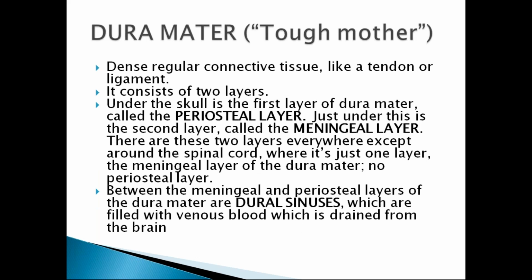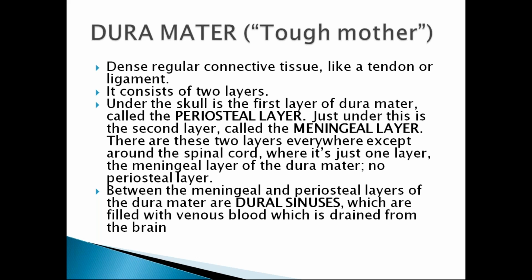Dura mater, what does that mean? It means tough mother. Dense, regular connective tissue like a tendon or ligament. It has 2 layers. Under the skull is the first layer of the dura mater, called the periosteal layer. Periosteal means by the bone. Just under this is the second layer called the meningeal layer. There are 2 layers everywhere except around the spinal cord where it's just 1 layer.